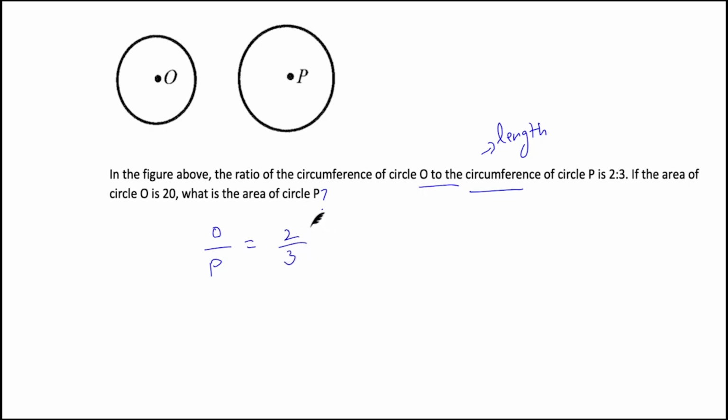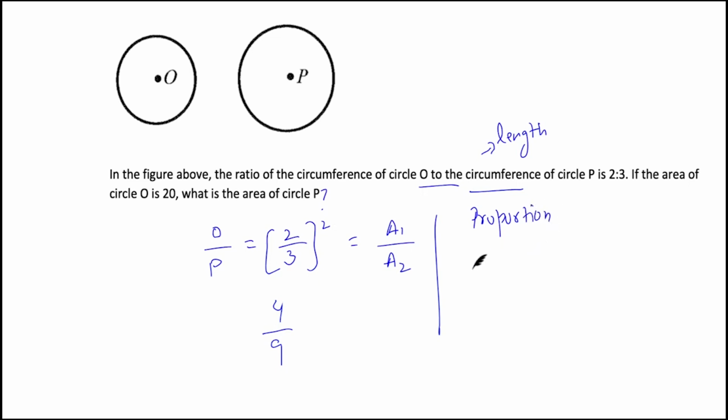So if I square these, what will I get? I will get the ratio of their areas, A1 over A2. A1 is basically the area of circle O and A2 is the area of circle P. So the ratio of their areas is 4:9. Now you know 4 represents O and 9 represents P. You can simply now use proportion. That's it. Very simple.